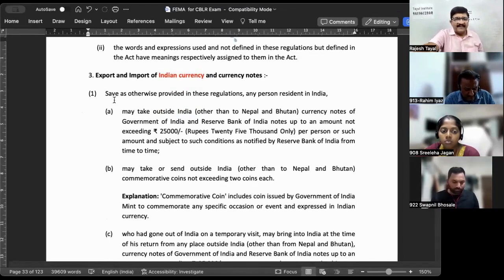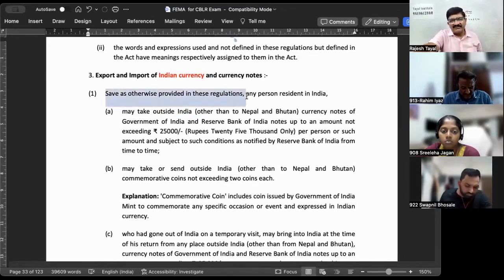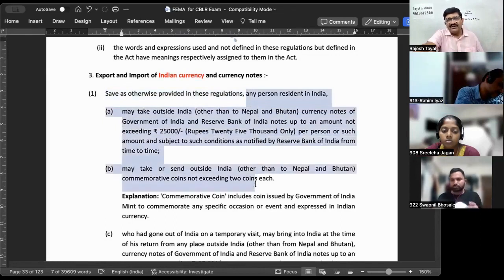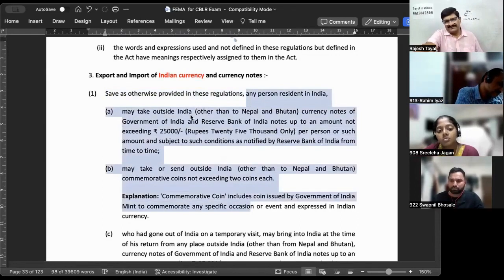So this says, save as otherwise provided in these regulations. So I've already explained the meaning of this one many times. What is the meaning of this line? Save as otherwise provided in these regulations. So that says specific provisions will prevail over the general provisions. Whatever we are reading here, if these regulations provide something different somewhere else, then that will prevail over this.